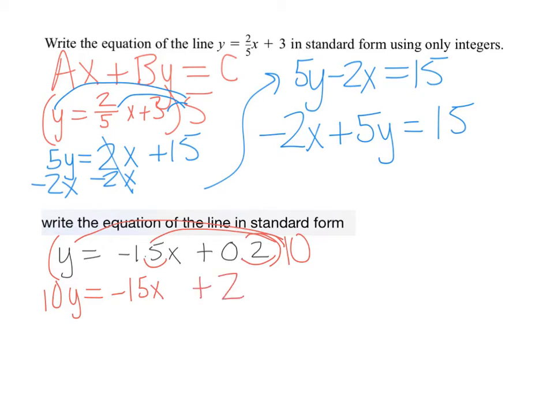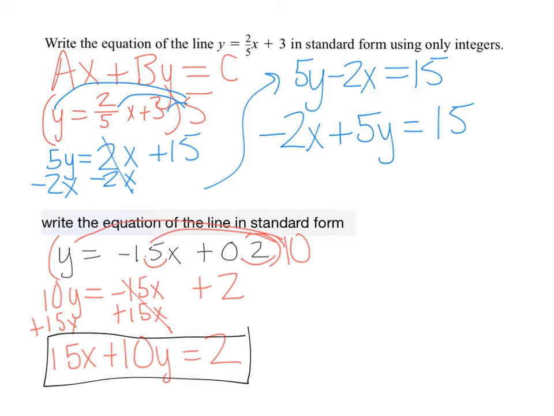And then next we just need to take our x and move it to the opposite side. So this time it's a negative 15x, so I'm going to add 15x to both sides. So I end up with 15x plus 10y equals 2. Make sure you write the x term first, the y comes second, and then our constant on the right side. And that is our equation in standard form.